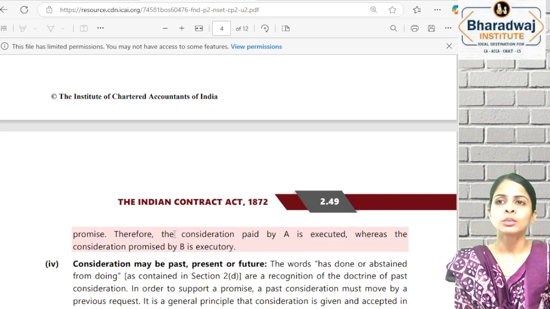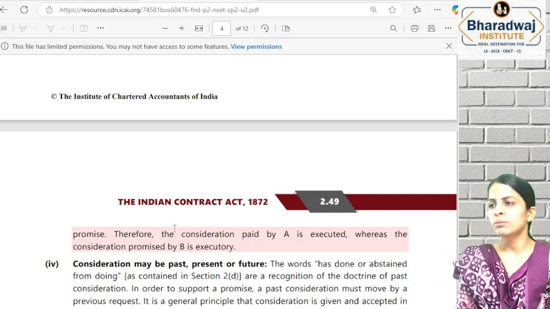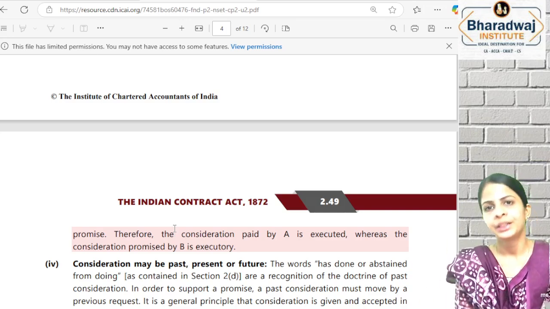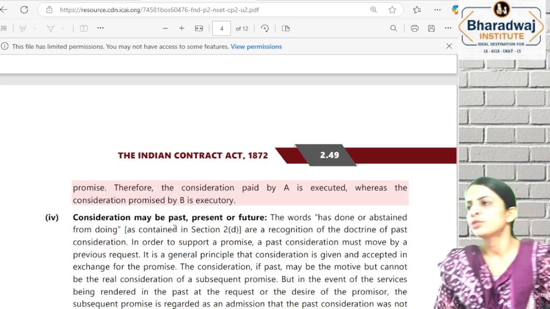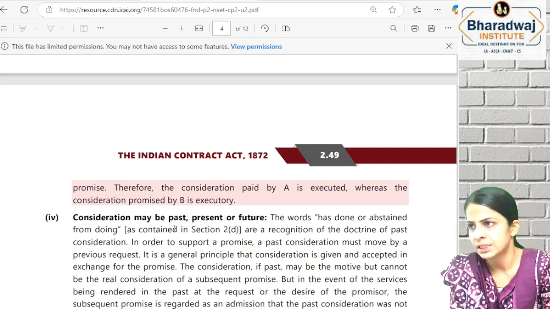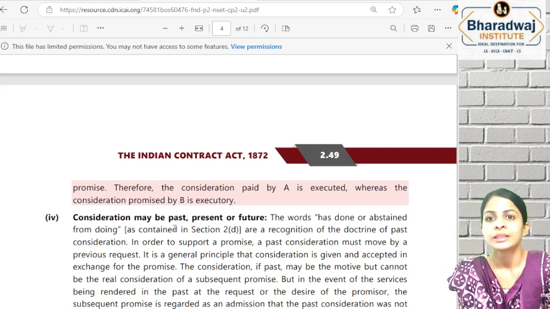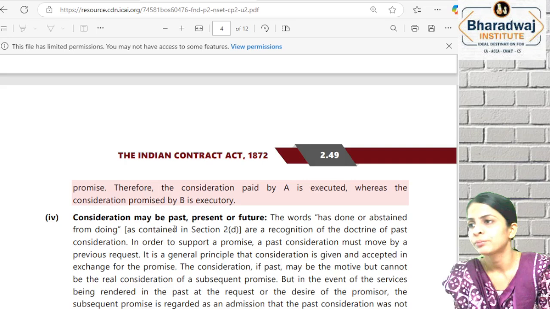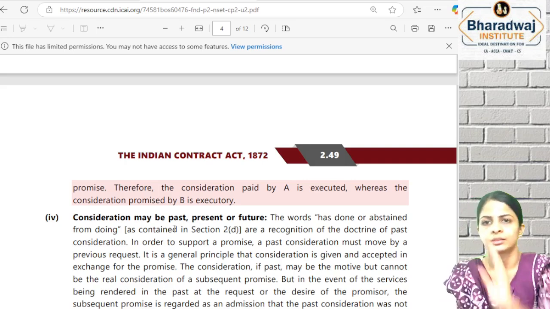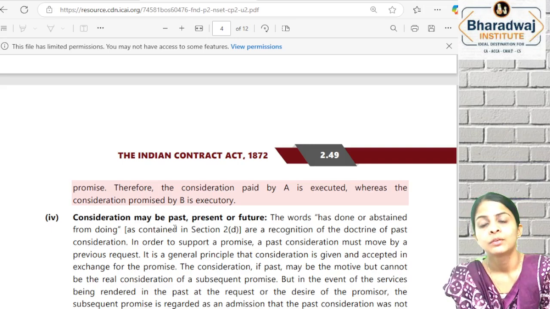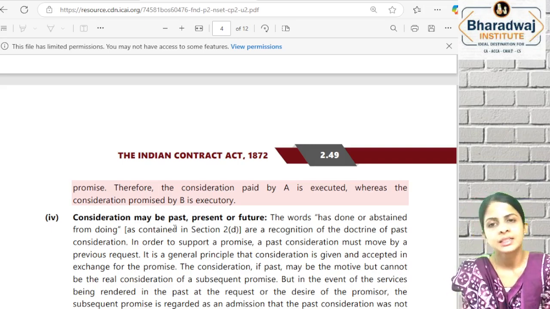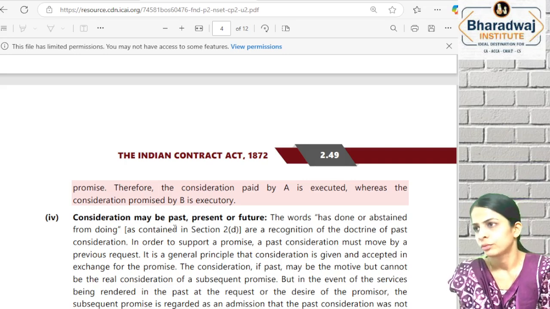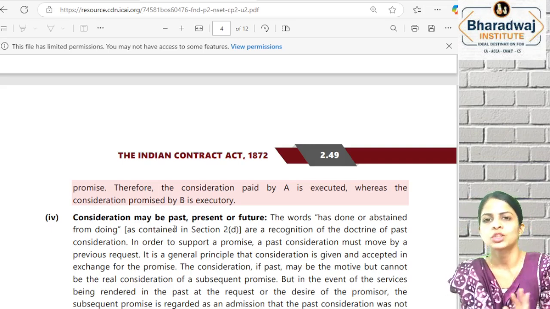Next one, consideration need not be adequate. There has to be some consideration, but it need not be adequate. The market price of sugar is 100 rupees per kg, so the total price I should get for 100 kg is 10,000. But he is giving it at 20 rupees. Why so less, ma'am? Brother, okay, take the discounted price. 20 rupees he is giving. Is it adequate? No, it is not equal to the market price. No problem, it is equal to the cost price. It is sufficient. So consideration need not be adequate, but there has to be some consideration.